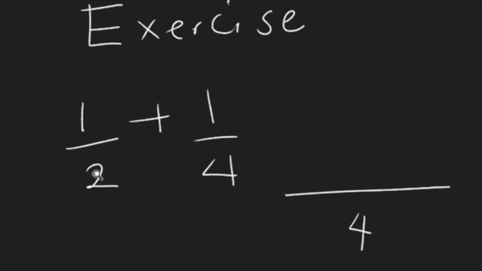Okay, so we have a common denominator, and remember what we do is we divide our common denominator by our denominator here and multiply by the numerator. And so 4 divided by 2 gives us 2, multiplied by 1 gives us 2. And then 4 divided by 4 is 1, multiplied by 1 gives us 1, right? So eventually we have 2 plus 1 divided by 4, and that gives us 3 over 4. Okay, that is really simple.